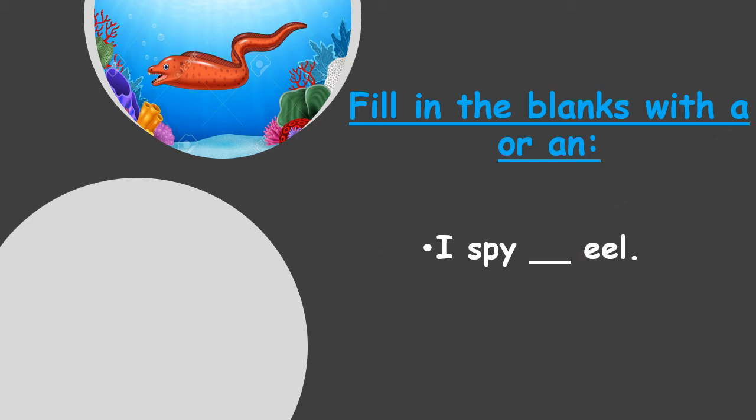Let's see if you are correct. I spy an eel. Because it's the vowel, we use an. If it's not a vowel, we use a.